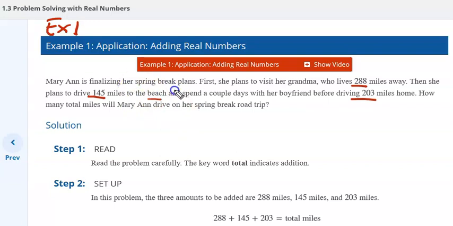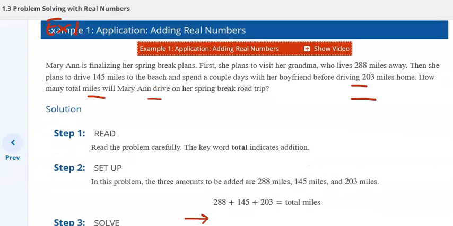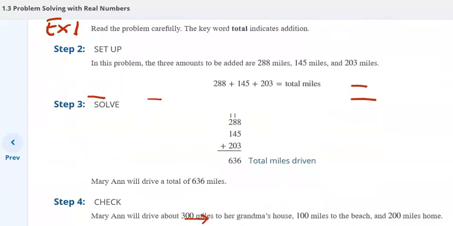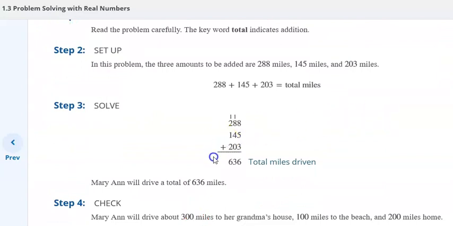Well, we've kind of read it. You may have to read it again. But this looks like what operation? Addition. So it's just a matter of listing them, and this is what you're going to write in your notes by example 1. These three numbers, and then as you put that in your calculator, or they actually have it worked out for you here, you're going to write the total of 636 miles for answer 1.